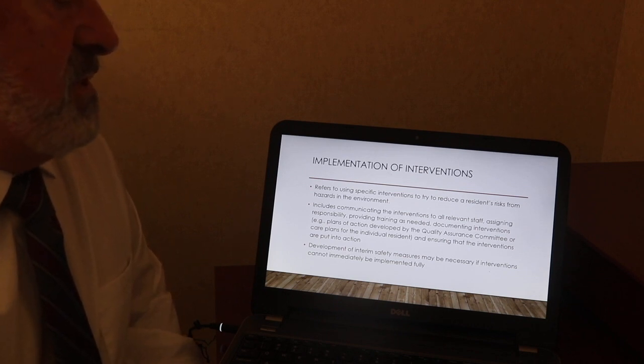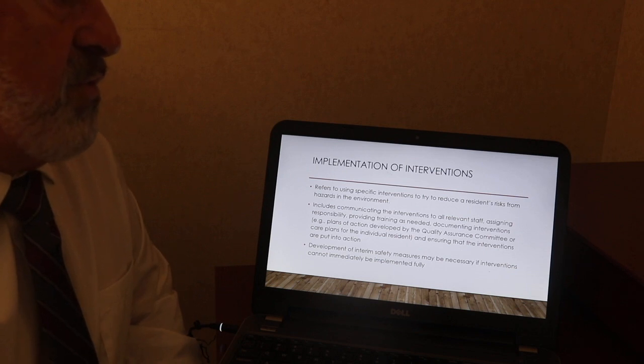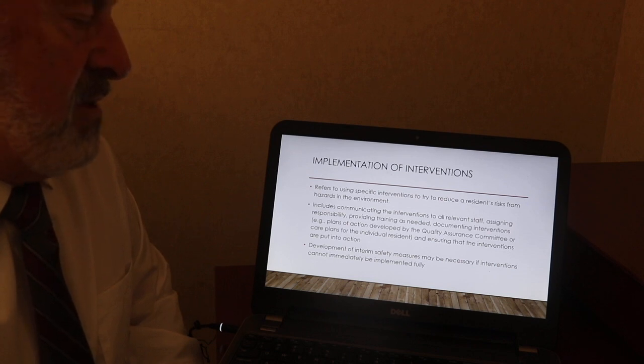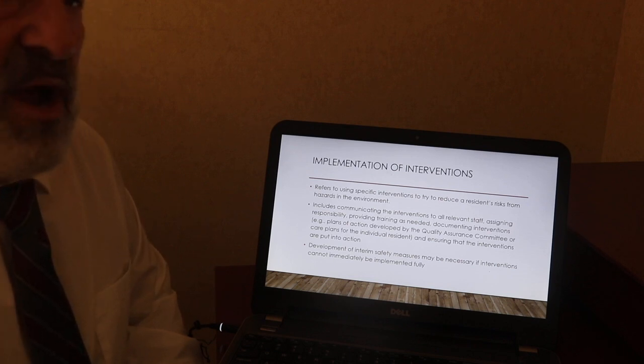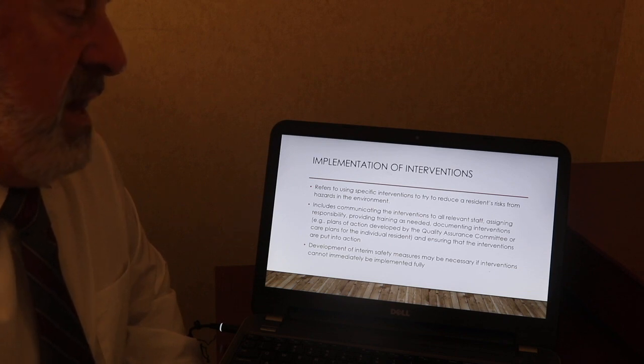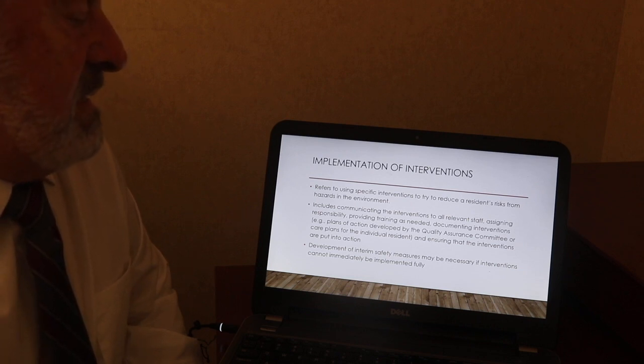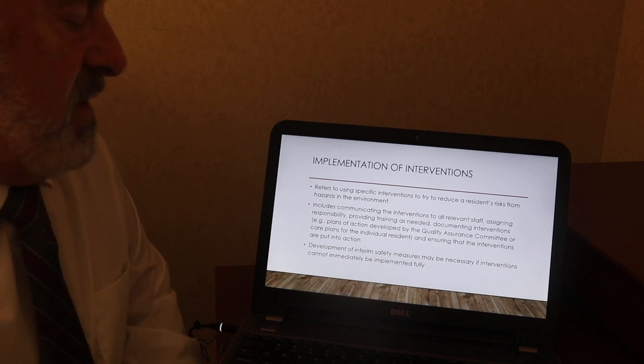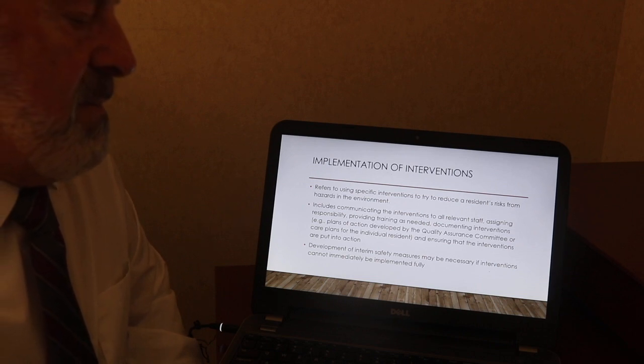Interventions refer to using specific interventions to try to reduce a resident's risk from hazards in the environment. It includes communicating the interventions to all relevant staff, assigning responsibility, providing training as needed, and documenting interventions. Examples are a plan of action developed by the Quality Assurance Committee, or care plans for the individual resident, and ensuring that the interventions are put into action. Development of interim safety measures may be necessary if interventions cannot be immediately implemented.